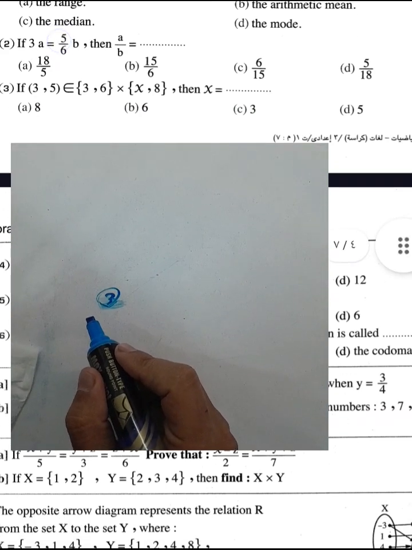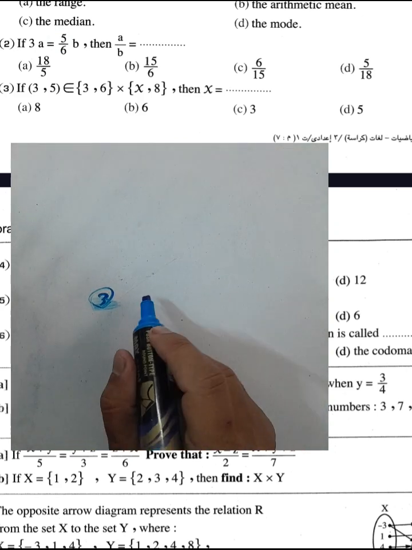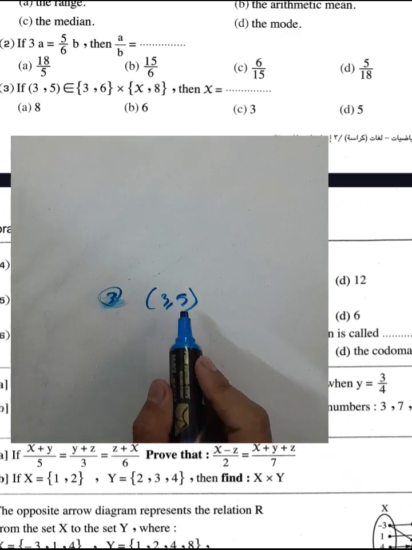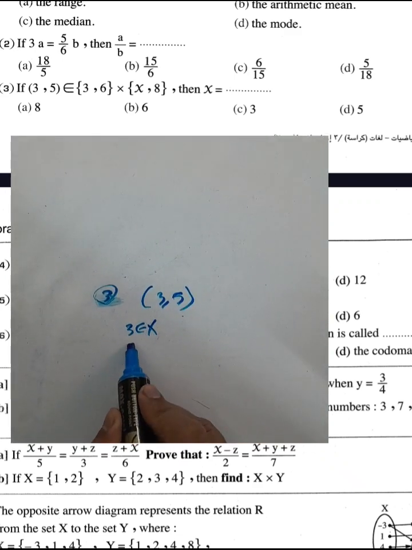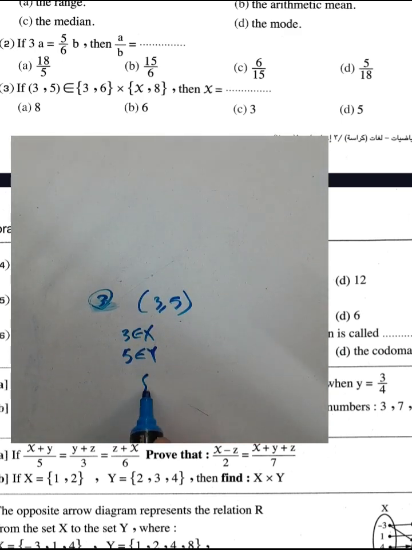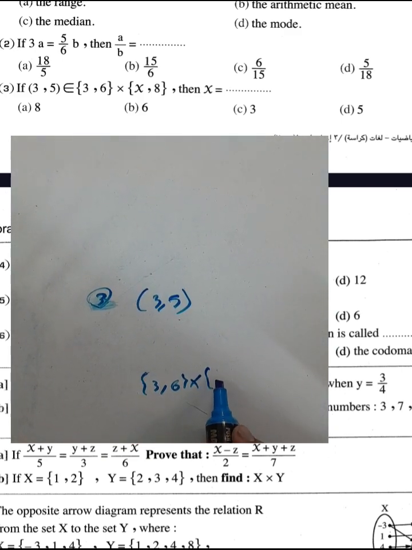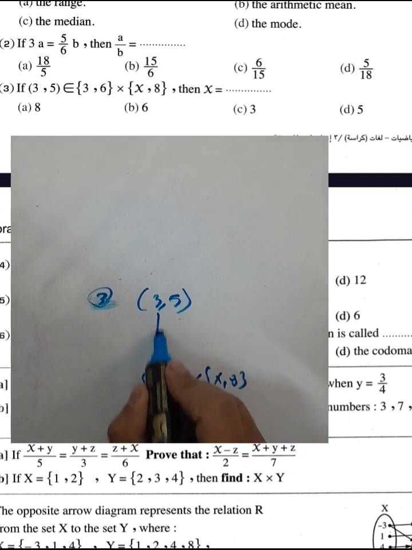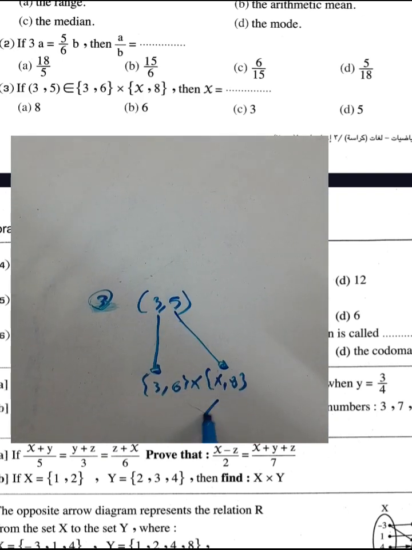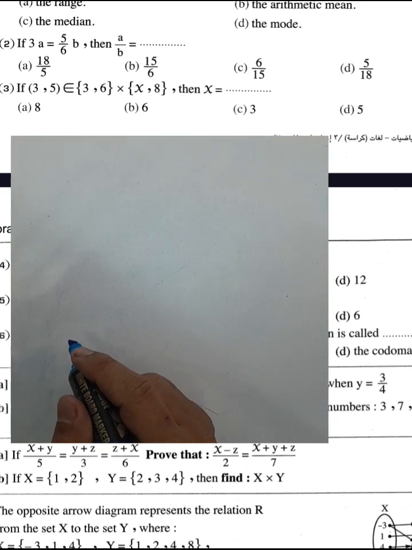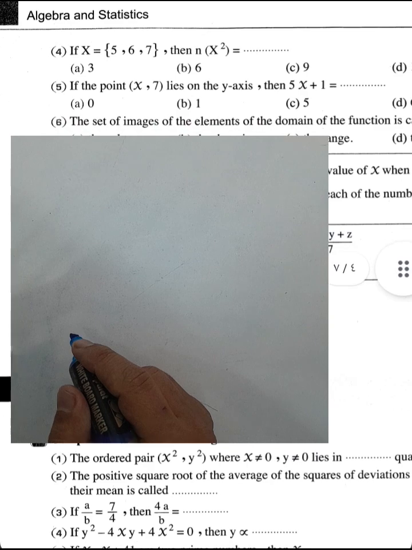If the point (3, 5) belongs to the Cartesian product of two sets, then what is x? We have 3 and 5: 3 belongs to the first set and 5 belongs to the second set. If the first set was {3, 6} and the second set was {x, 8}, then 3 lies in the first and 5 lies in the second, so x will be 5. The result will be 5. Choose letter D. Next question, number 4.